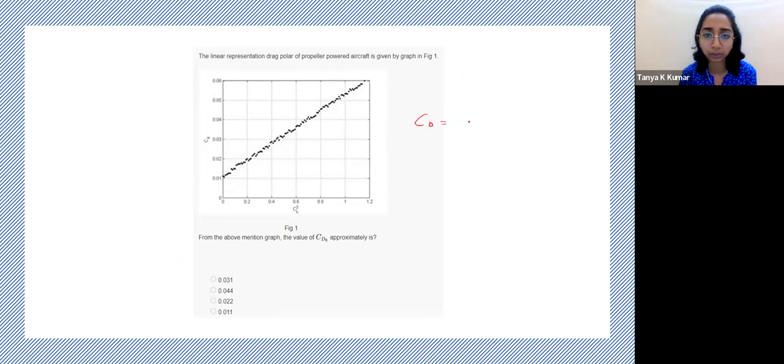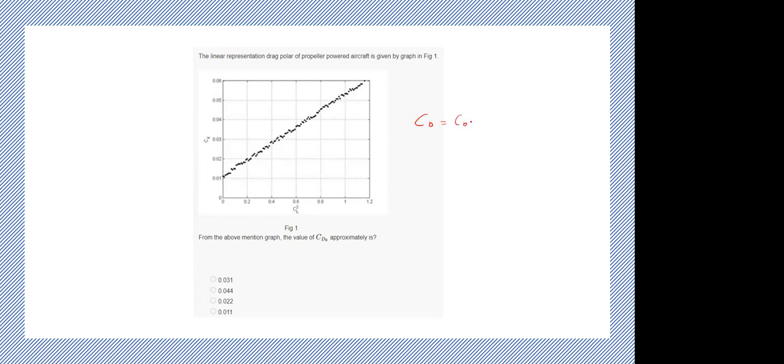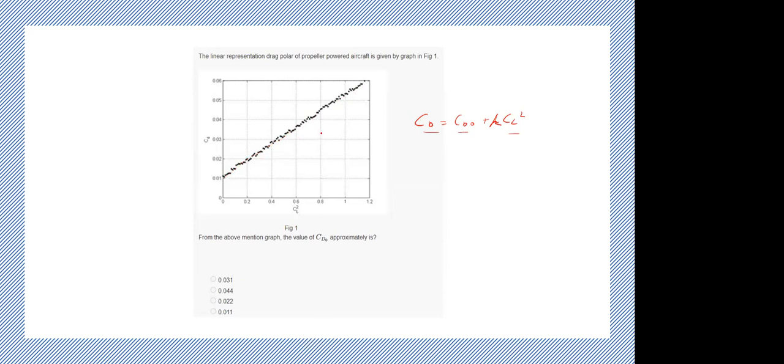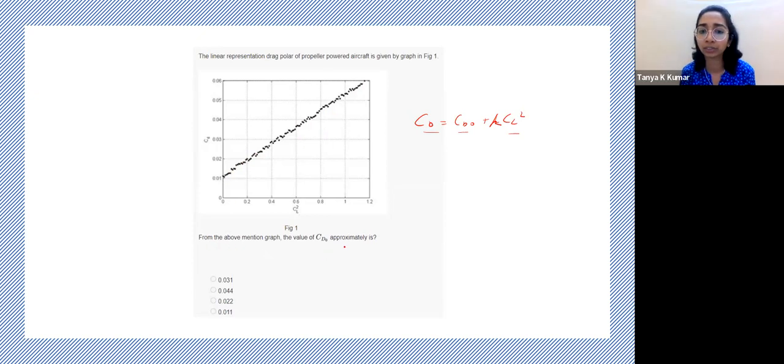CD equals CD naught plus K CL square. So the relation between CD and CL will be a linear equation, right? With the y-intercept CD naught and slope K. You can see that relation here. Yes? Yes, ma'am. Okay, so now they've asked you from this given graph, what is the value of CD naught?